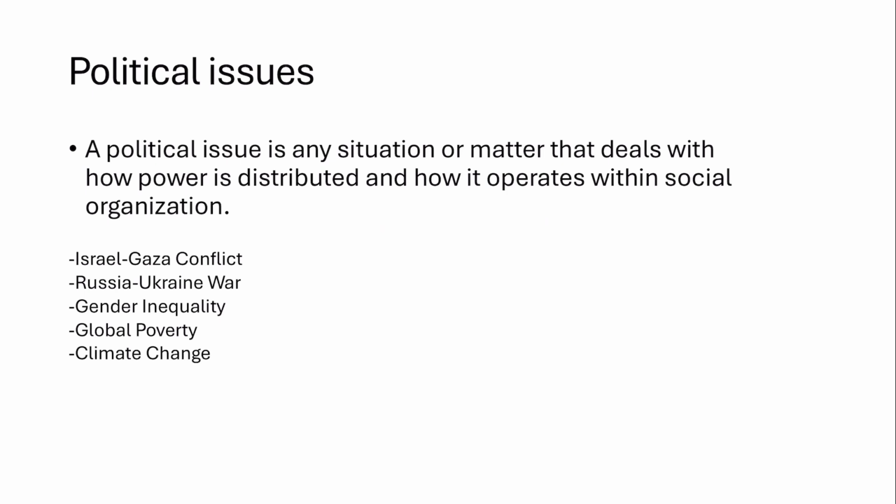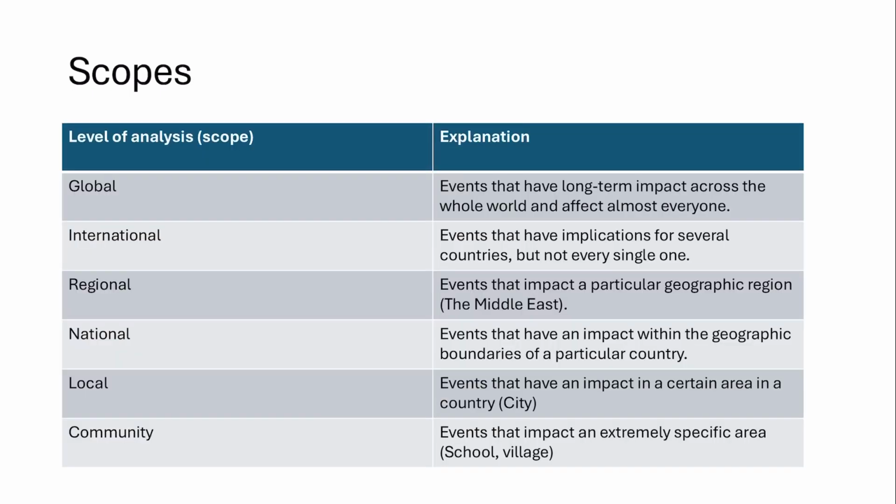These are 5 political issues that I came up with that are currently occurring in our world today. So we have the Israel-Gaza conflict, the Russia-Ukraine war, gender inequality, global poverty, and climate change. We can see here how these conflicts all clearly have different scopes and affect different people. So I'll explain the scopes here. There are 6 different scopes from global to community, and these could also be called levels of analysis.